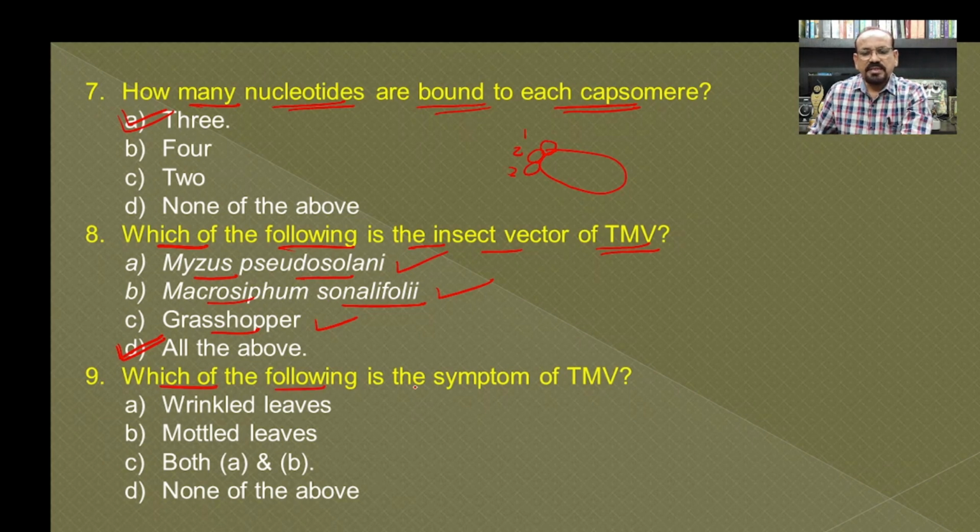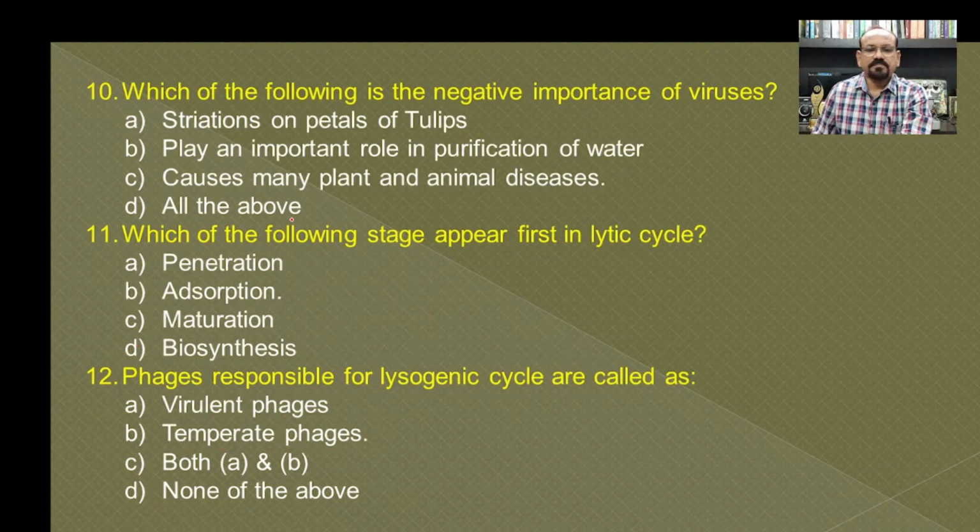Then which of the following is the symptom of tobacco mosaic virus? Means when this virus infects the tobacco plant, then what will be the symptom on the plant body? So first of all there are wrinkled leaves, and second one is mottled leaves. So both types of symptoms are seen when the tobacco mosaic virus infects the tobacco plant, and hence C will be the correct answer for this question.